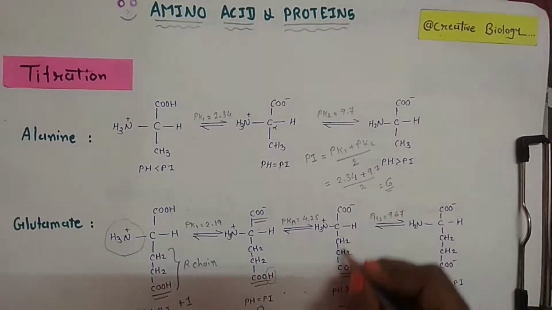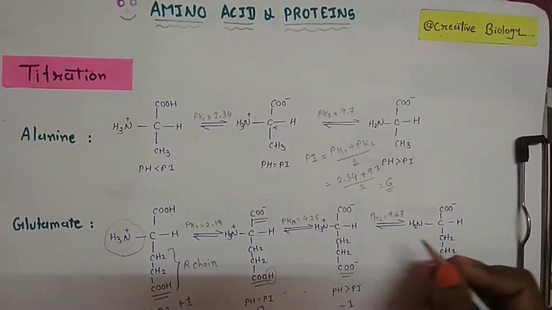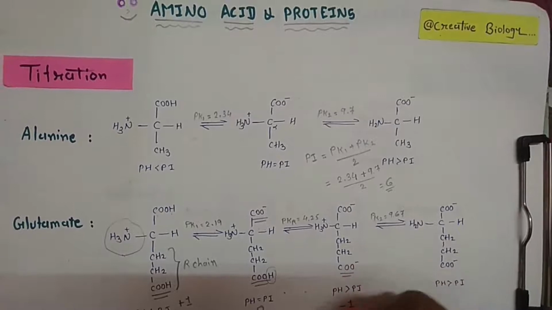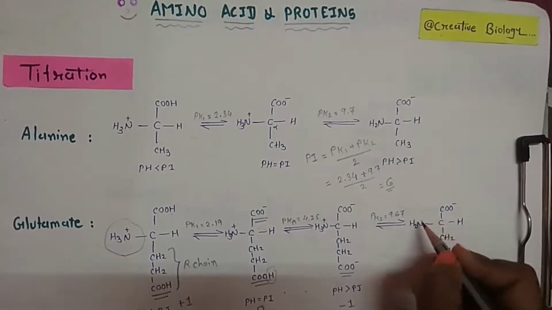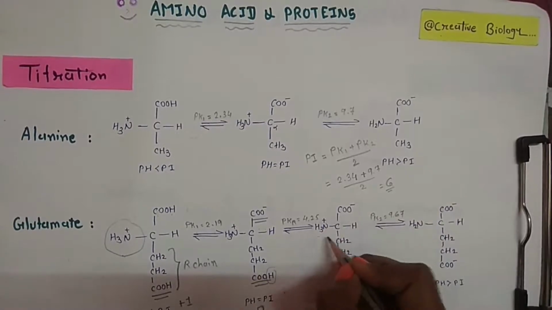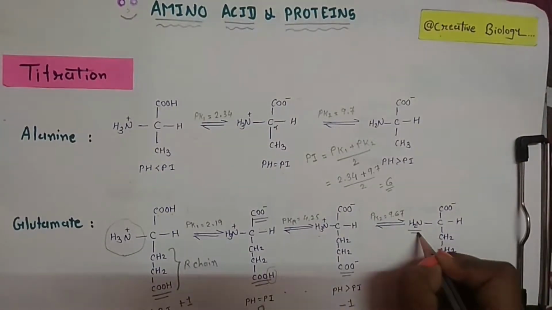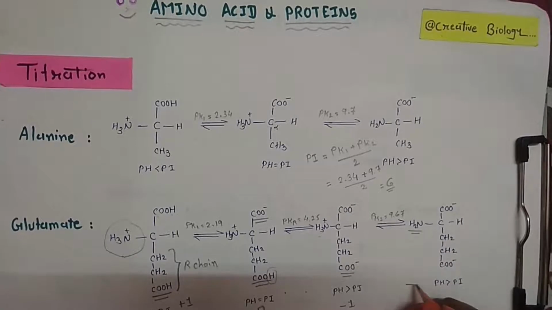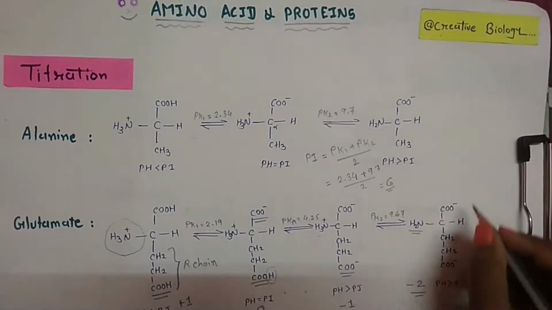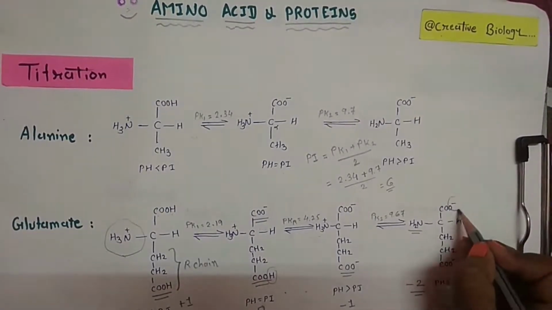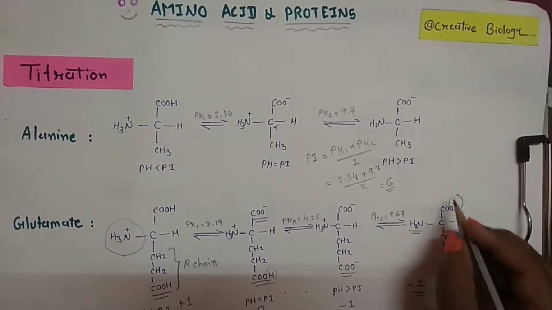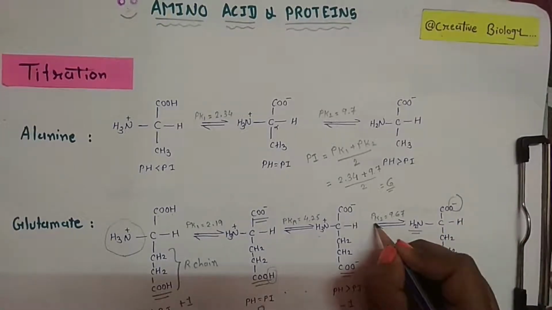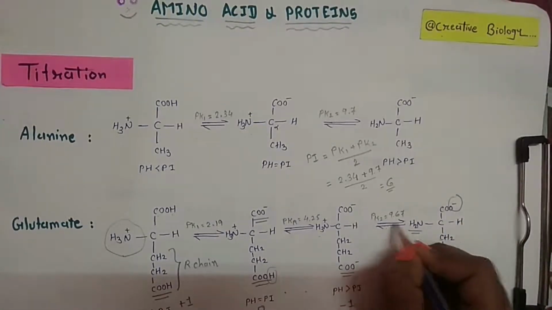If we titrate further with a basic solution, the amine group is also deprotonated and converted into NH2, so the molecule gets a -2 charge, meaning -1 from this group and a second -1 from this group, so it gets a -2 negative charge. In that case pK2 is equal to 9.67.